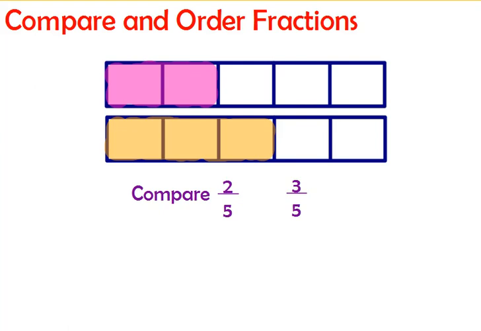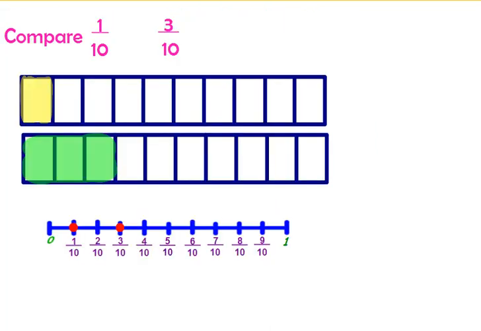Comparing and ordering fractions. Comparing fractions is easy if you draw a picture. You can easily see that 2/5 is less than 3/5. You can easily see that 1/10 is less than 3/10. You could even use a number line. 1/10 is to the left, so it will be smaller. 3/10 is to the right, it will be greater.